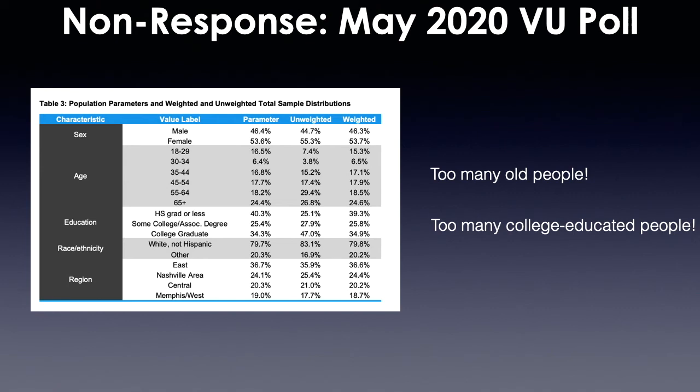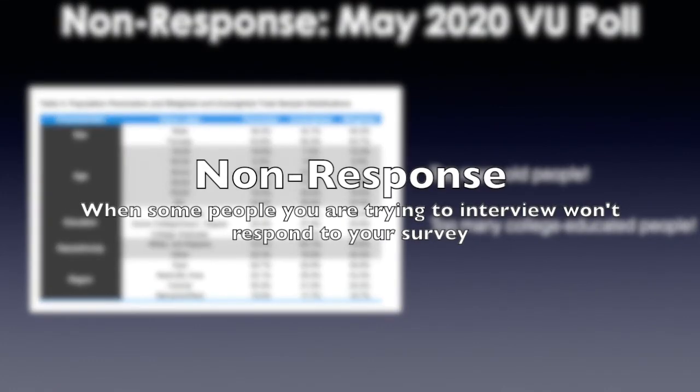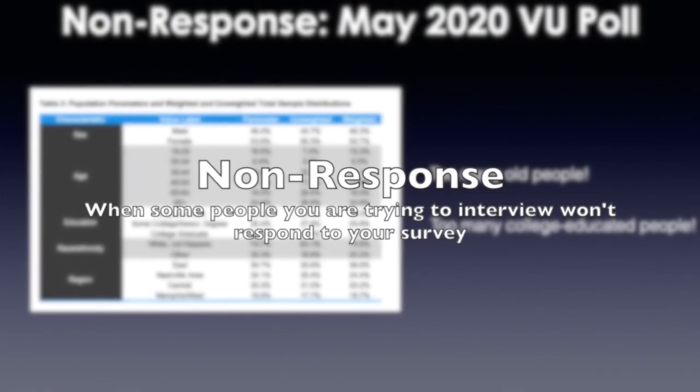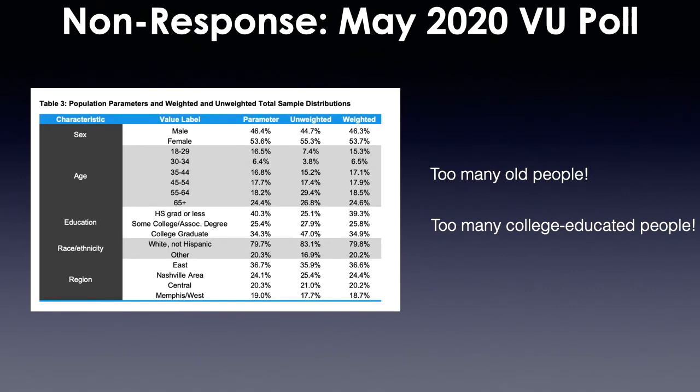Even though we are randomly calling numbers from a list of registered voters in Tennessee, the people who choose to respond to our poll differ from those who do not. This is the essential problem of non-response. Our respondents, like most poll respondents, are too female, too old, too non-Hispanic white, and too educated compared to the actual electorate. So what are we supposed to do?